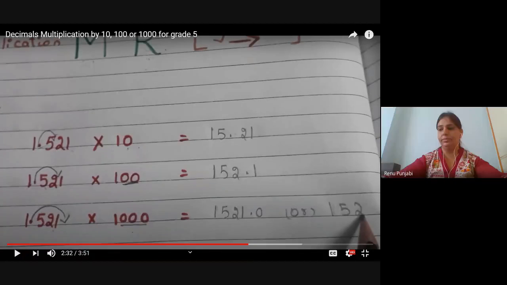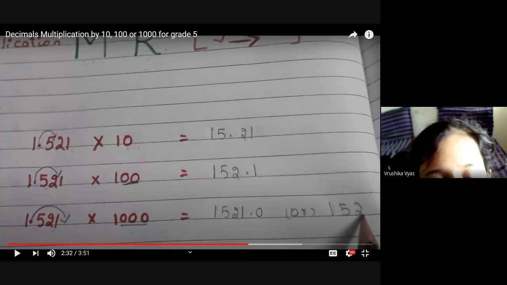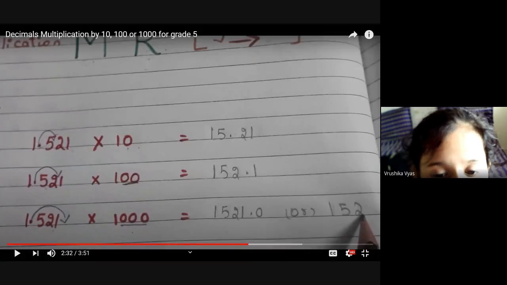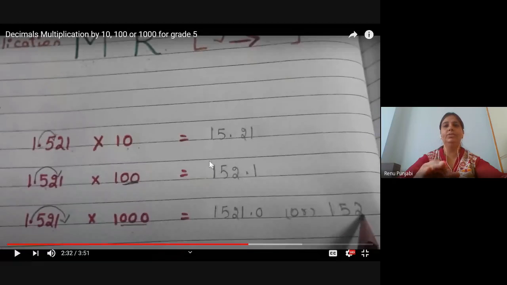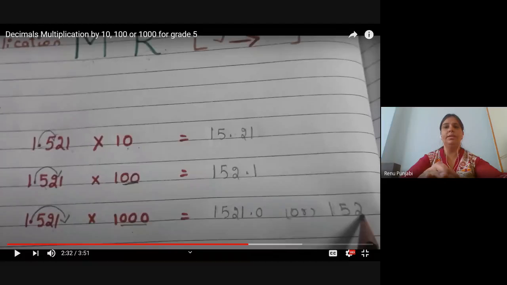Renu ma'am, you have shown some examples before that. That also we have to write now. You have to write this which I am showing here. And the word problems also you have to write. If you have not completed, leave the space. There is no multiplication sign.